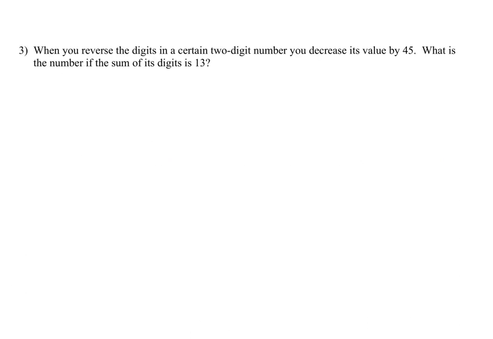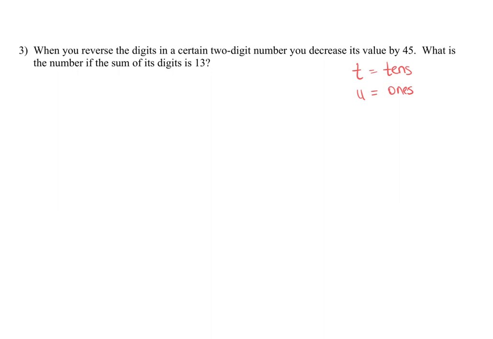So number 3 is a reverse digit one. Remember, when you have reverse digits, you have your tens place and your units place. This says a certain 2-digit number, when you reverse the digits, decreases its value by 45. What is the number if the sum of the digits is 13? Your variables for a digits one are always going to be a tens place and your ones place. I don't use an O there because it looks like a 0. You can use X and Y if you want to. It doesn't really matter.